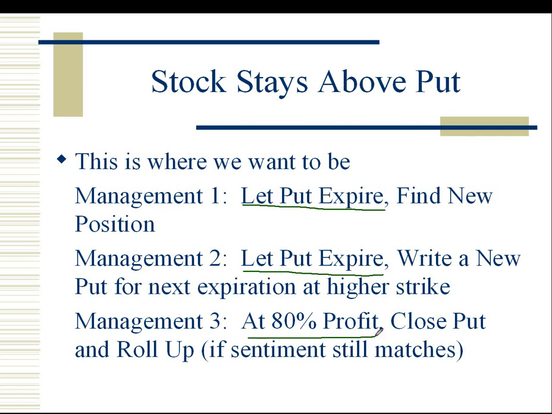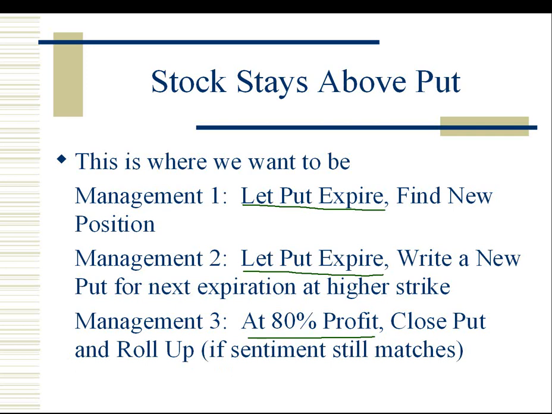If we have the same sentiment on the stock, we're still neutral bullish for the next 30 days or the next 7 to 14 days if you're using weekly options, then we may just want to buy back that put and roll to the next strike price, roll to a higher strike price, get the premium and yield that we're looking for, and hope again that the stock stays above that put strike price going forward. So we may run an example of this later on, but this, of course, is where we want to be. This is what we expected to happen.